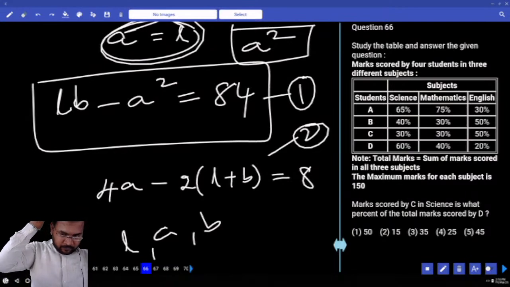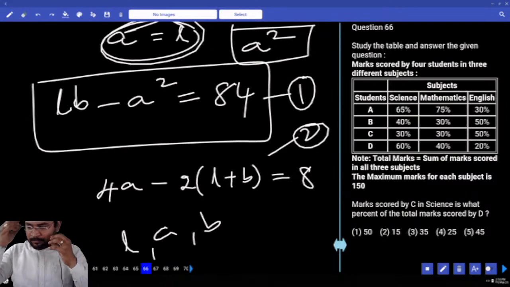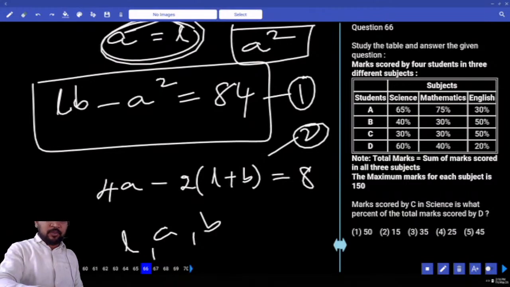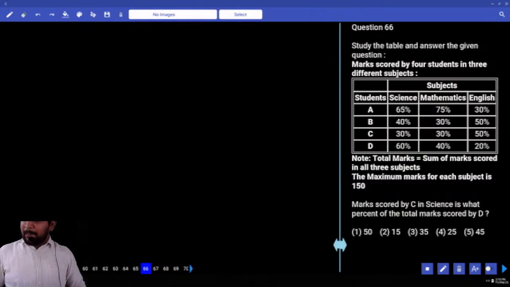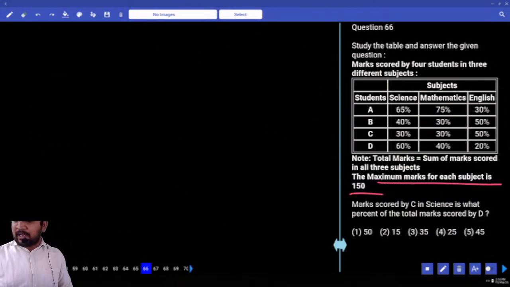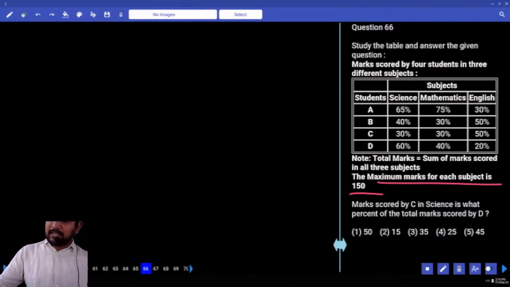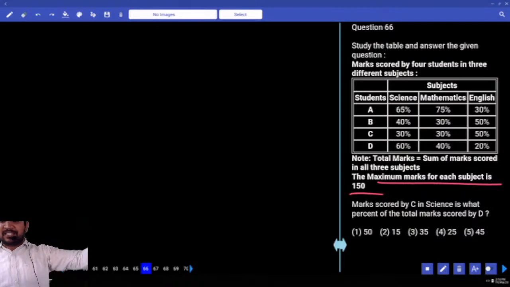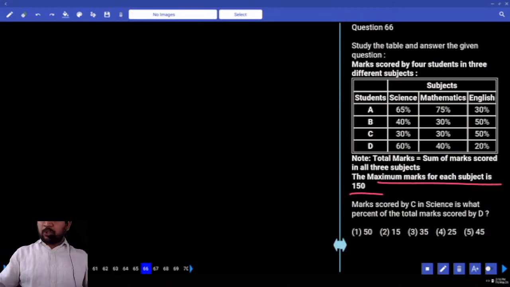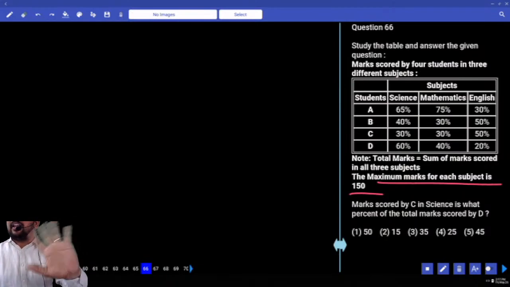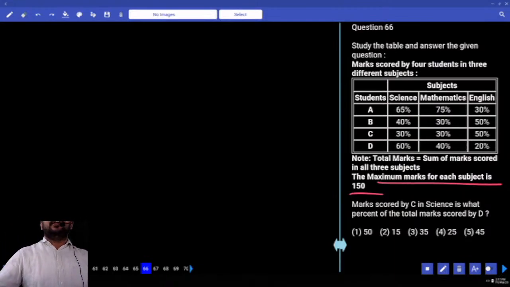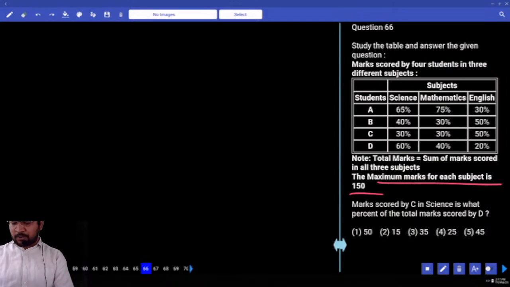Are you ready? Shall I go for the next question? The maximum marks for each subject is 150. Each subject's marks are 150 only. So no need to find out the marks, they give the percentage of marks. Wherever it is required, in that case we have to find out. Are you clear? Straight away we have to move to the questions.